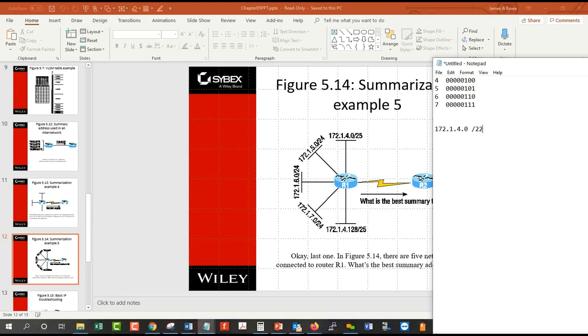So Steve, yes, you are correct. We do see it more often in summarization with VLSM, but again, it is possible to see it with fixed length as well. Okay. All right, Sharon. Sorry about that. Okay. Questions? Are we good?